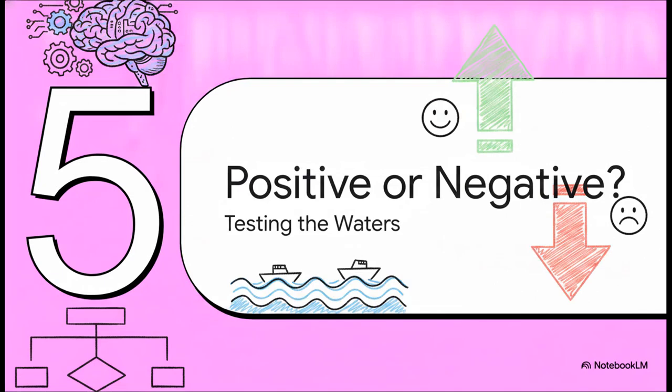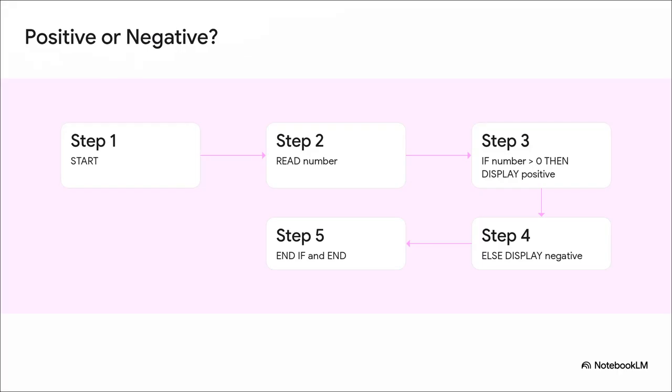All right, let's level up a bit. Section 5, example, positive or negative, testing the waters. Let's see how our blueprint evolves when we introduce conditional decisions into our algorithm. Let's trace this new logic out.